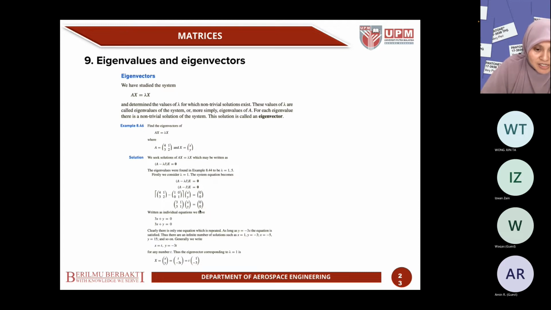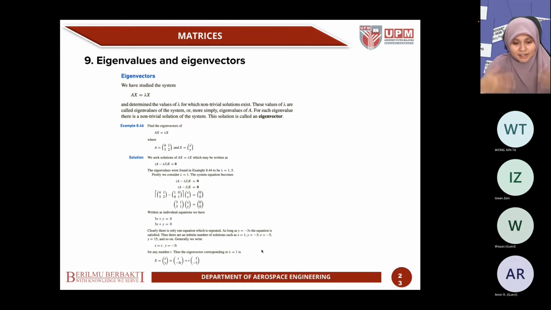Now this matrix form can be written in terms of simultaneous equations, individual equations. Here, both rows give the same equation: 3x plus y equals 0. Remember the multiplication for matrices. So 3x plus y gives 0. This means you only have one equation which is repeated. So the answer will be y equals minus 3x.